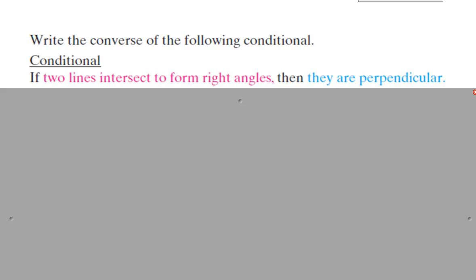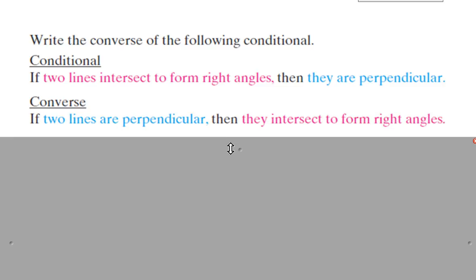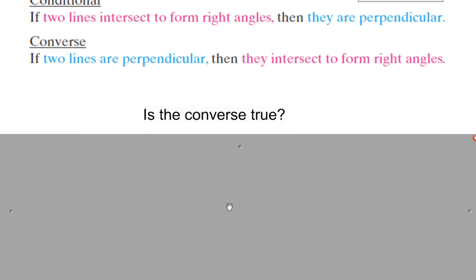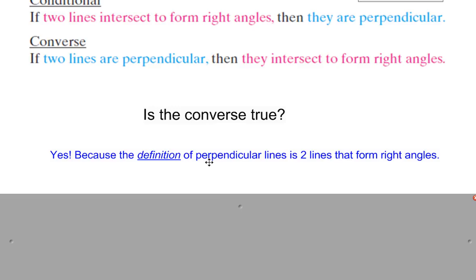Okay, so if 2 lines intersect to form right angles, then they are perpendicular. So what is the converse? If 2 lines are perpendicular, then they intersect to form right angles. Is the converse true? Well, if 2 lines are perpendicular to each other, then yes, they do form 90-degree angles. So the definition of perpendicular lines is 2 lines that form right angles. So absolutely the converse is true. This should be down in your notes, especially this part right over here.